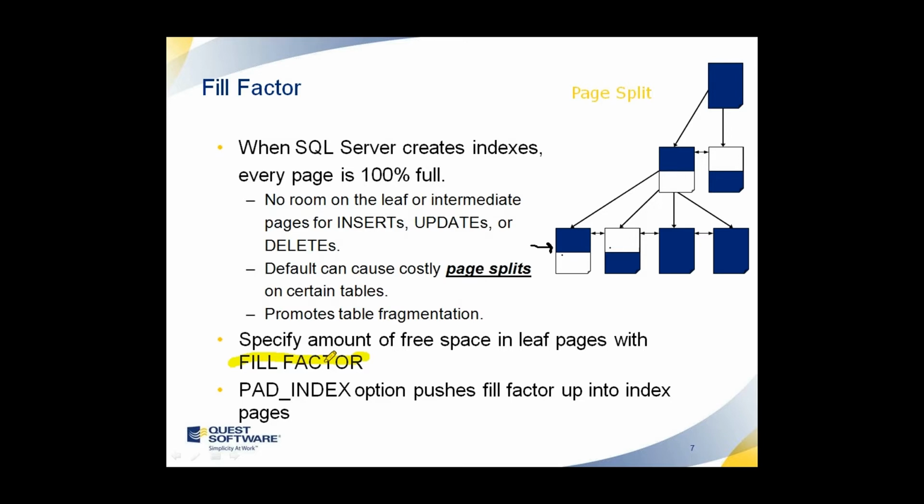A good rule of thumb for your transaction processing systems is 75, 80, maybe 85% full. So you'd say fill factor equals 75, and when it rebuilds the index, it will fill up each data page 85% full and leave it 15% free, which is really, really useful for these OLTP, heavy transaction processing systems.